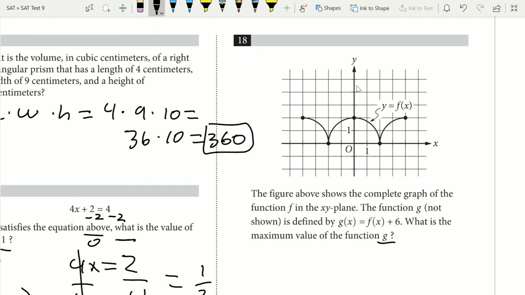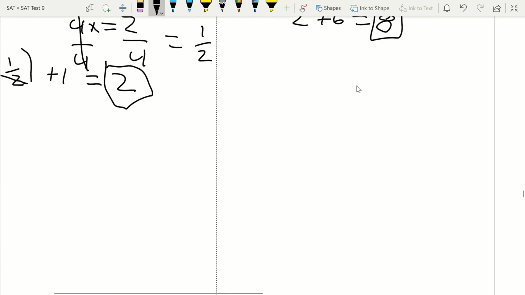All right, well, the maximum value of the function g is going to equal the maximum value of f of x plus this 6. We see our maximum value of f of x is at 2. So our maximum value of g of x will be that 2 plus 6, which is going to give us 8. So our maximum value of the function g will be 8.